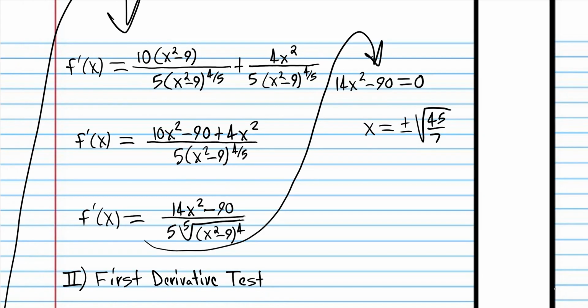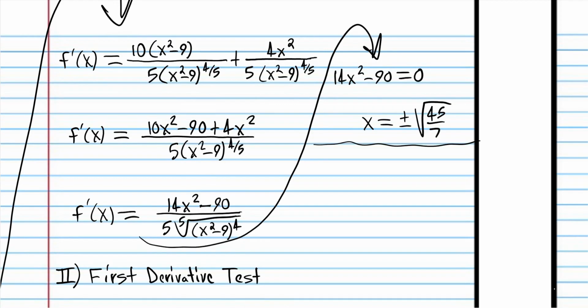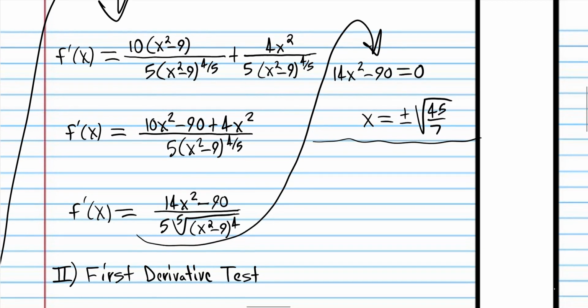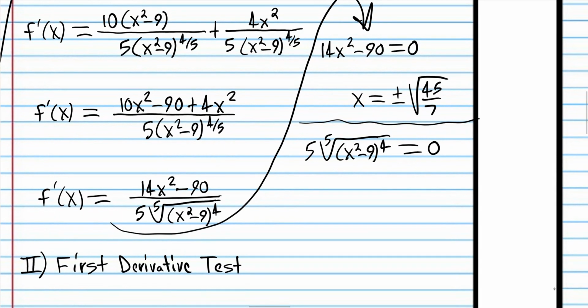So add 90 to both sides and divide both sides by 14, and square root both sides, and don't forget to write your plus or minus symbol. Now if the denominator of the derivative is 0, then that's going to give us a critical number too. We have 2 critical numbers here.